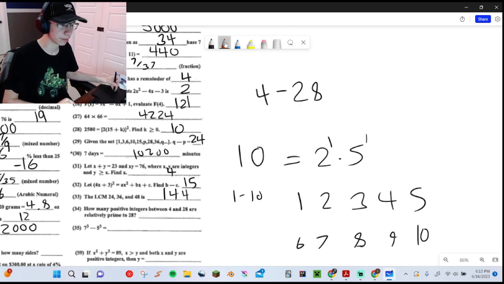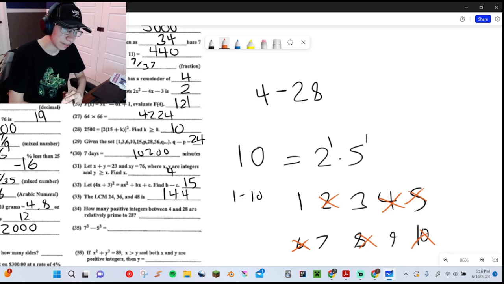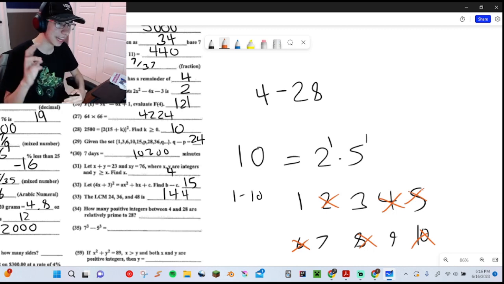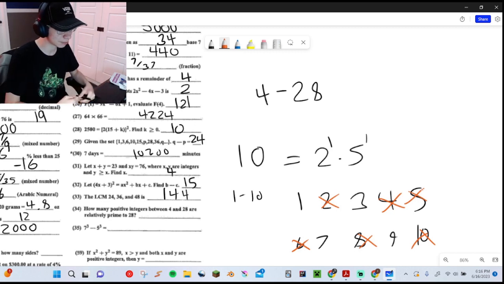So off the bat, 2 and 5 are out here. 4 is out because it has a factor of 2, so is 6, 8, and 10. And we're done. Remember, 1 is always relatively prime to a number. That's another fact to remember. 1 is always relatively prime. Even though it technically is a factor, it is relatively prime. We just count it like that.